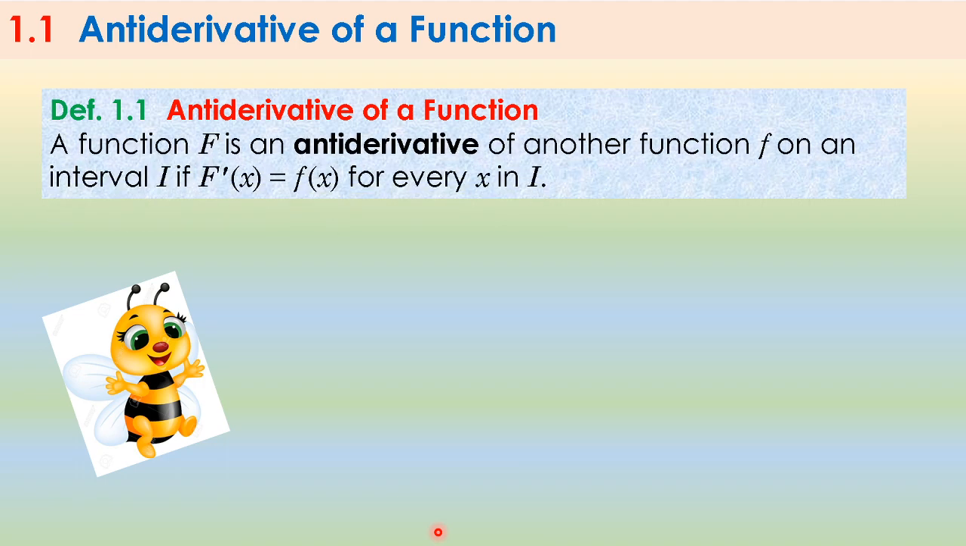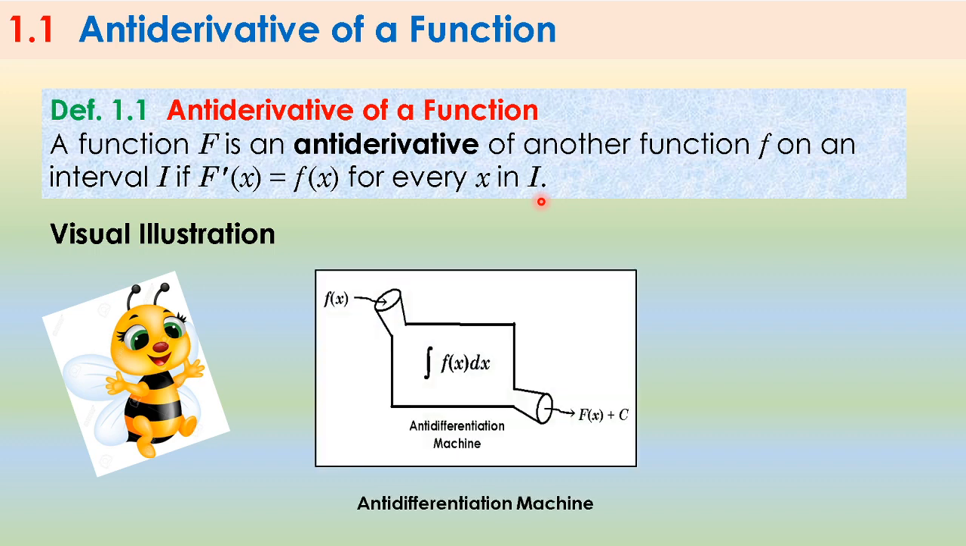A function denoted by big F is an antiderivative of another function denoted by small f on I if the derivative of big F with respect to x is equal to small f of x for every x in I. To visualize the relationship between the derivative and its antiderivative, the following anti-differentiation machine diagram illustrates how an antiderivative is obtained.